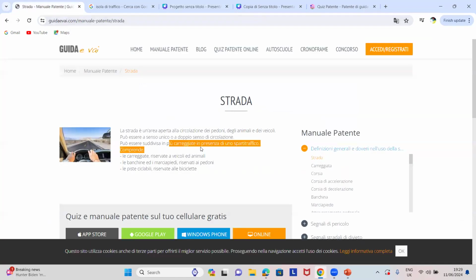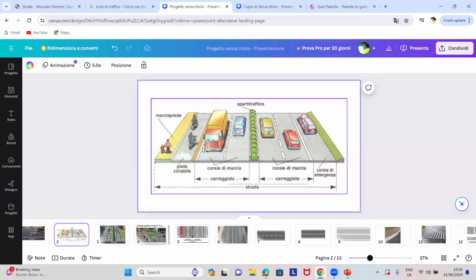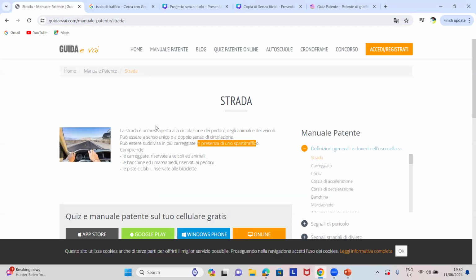Now, let us continue. Now they say, in presenza di uno spazio traffico. What does this mean? They said it can be subdivided into many carriageways in the presence of a spazio traffico. Let me break it down. What is the meaning of spazio traffico? Spazio traffico in English means guardrail. It can be subdivided into many carreggiate thanks to this spazio traffico. Because if we divide the road with all this line that you see here, these things divide the road. They render this road independent from this other road. Are you following me? That's the meaning of this. It said, può essere, it can be subdivided into many carriageways in the presence of a guardrail. Is it clear now, guys?